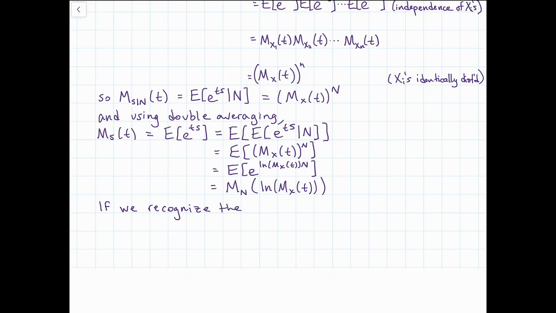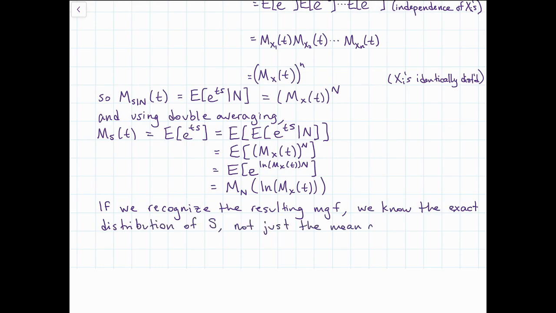If we actually recognize the resulting moment generating function, then that tells us the exact distribution of the random variable S. Not just the mean and variance, but everything we could possibly want to know about it. If we don't recognize it, it's still fine. We can still use it to get the mean and variance by taking derivatives and setting t equal to 0, but it has the potential to give us way more than just the mean and variance, which is what the earlier formulas gave us.